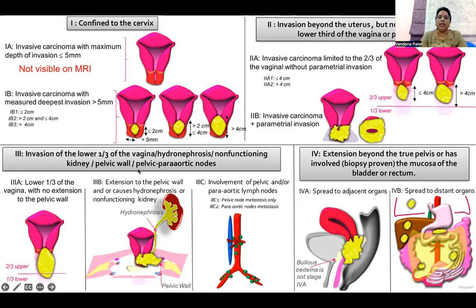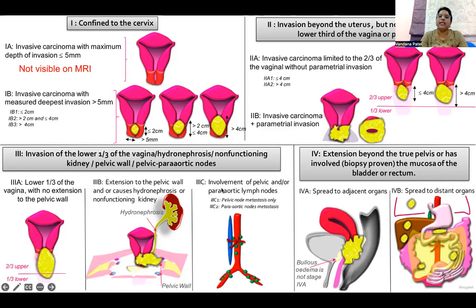In stage 3, the size of the tumor has increased and it has crossed the lower one-third of the vagina also. So now it has involved the lower one-third of the vagina. The depth has increased, and with time, in stage 3B, we can see that it has now involved the wall of the pelvis along with the compression of the ureter, leading to hydronephrosis and kidney damage.